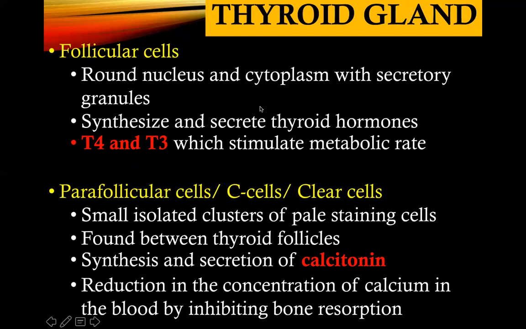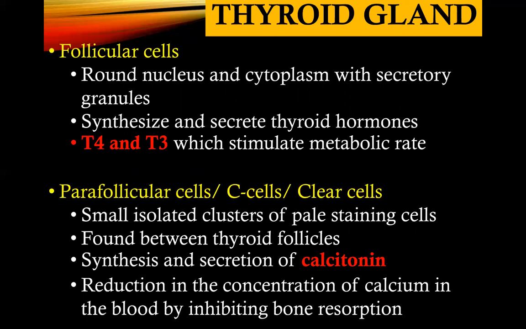gland. And these are the parafollicular cells, your C cells, or your clear cells. They are described as small isolated clusters of pale staining cells that are found between the thyroid follicles. And their main function is they synthesize and secrete the hormone calcitonin. And what does it do in our body? They're responsible for the reduction in the concentration of calcium in the blood by inhibiting bone resorption.